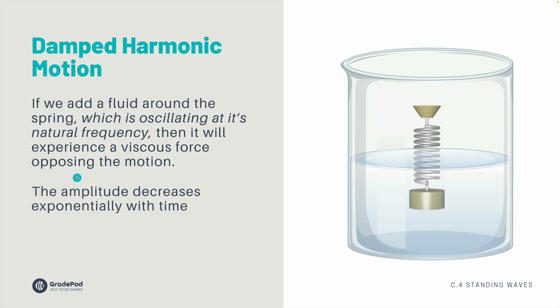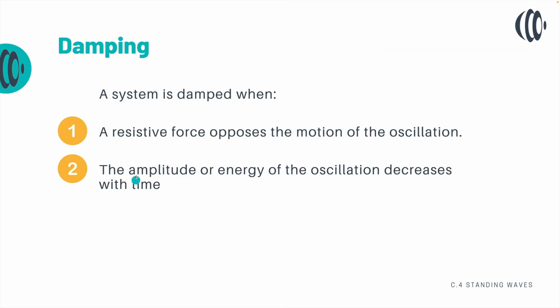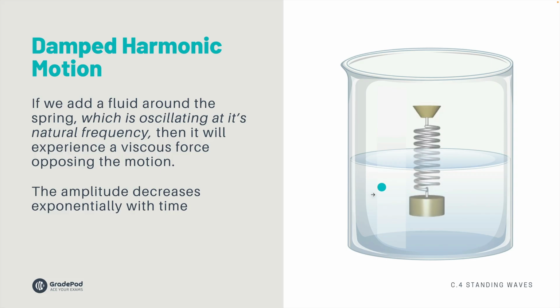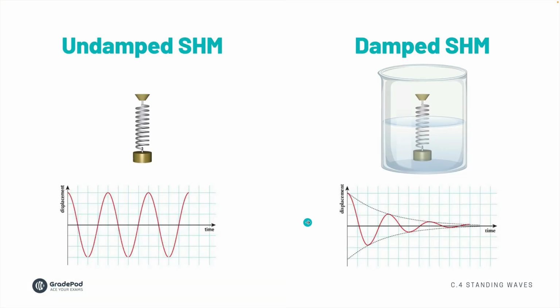So when we talk about the first condition for damping, that first condition was a resistive force opposes the motion of the oscillation. This liquid will oppose the force of the oscillation. The second point was that the amplitude decreases with time. If you were to take the undamped system, where it's doing so in a vacuum, then you'll notice that the amplitude of this mass on the spring remains consistent at all times. We have this beautiful sine wave.